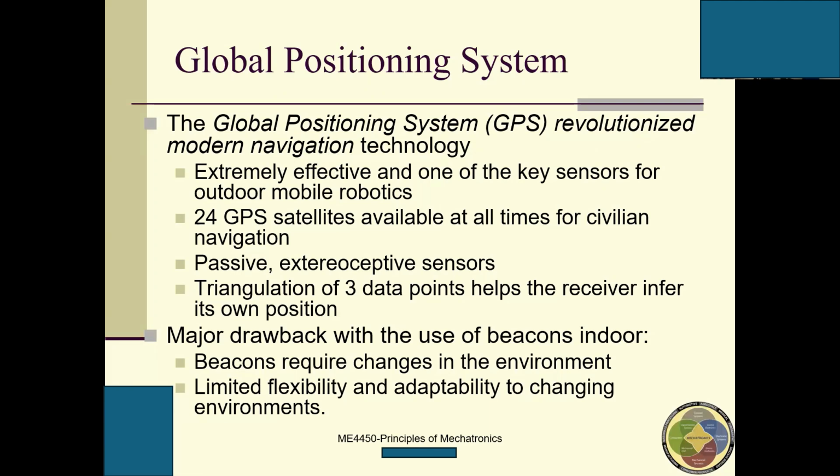So 24 GPS satellites are available at all times for civilian navigation. For the military, it's more. These are the satellites. Passive external-sensitive sensors, triangulation of 3 data points, and help the receiver infer its own position. Triangulation of 3 data points. So a major drawback is the use of beacons indoors. The beacon requires change in the environment and has limited flexibility and adaptability to changing environments.